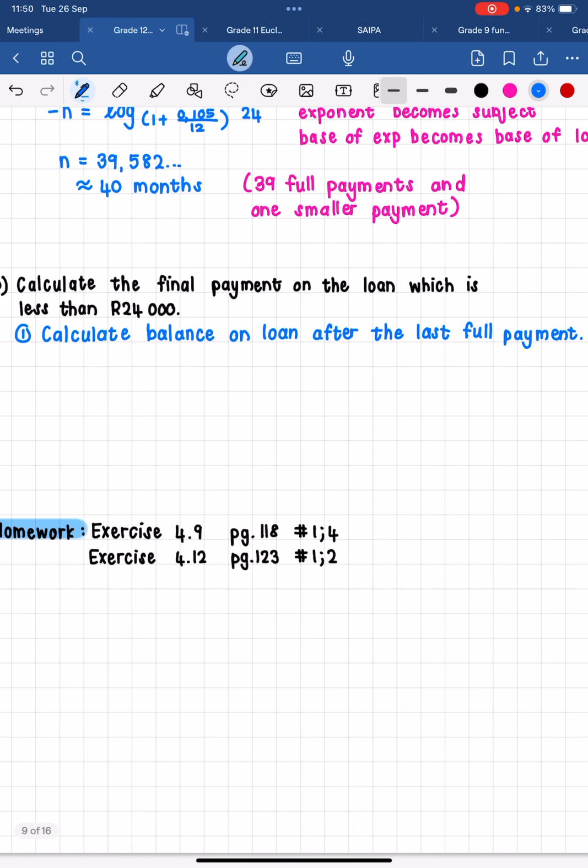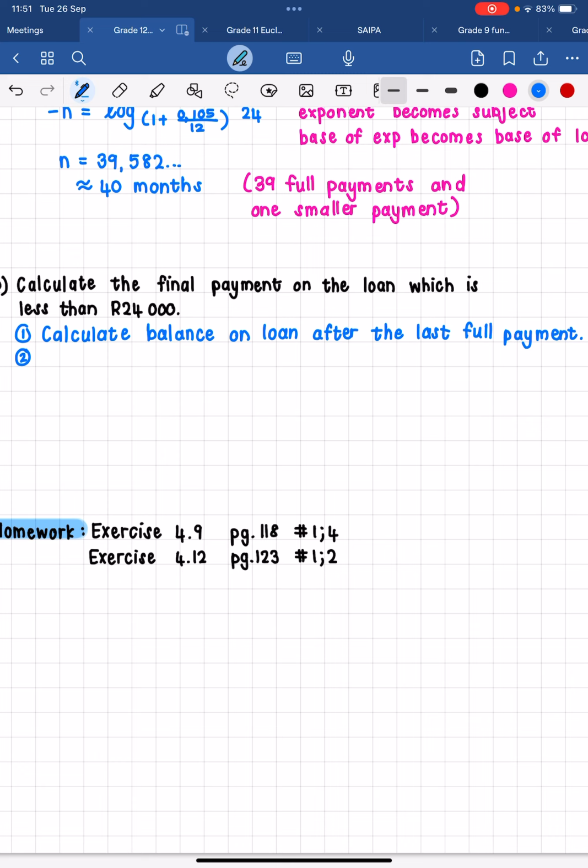So for us, that's going to be after 39 payments. And then, guys, that is actually what you owe exactly after the 39th payment was made. But you're only going to make the next payment a whole month after that. So once we know how much we owe after the 39th payment, we must then still add 1 month's interest to it.